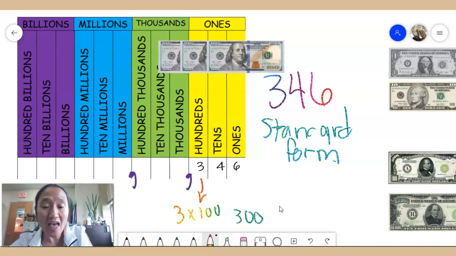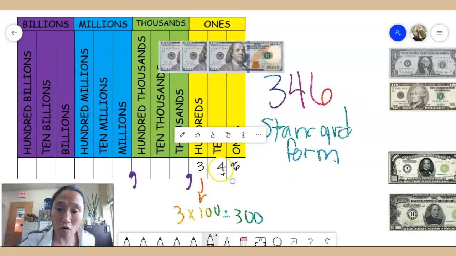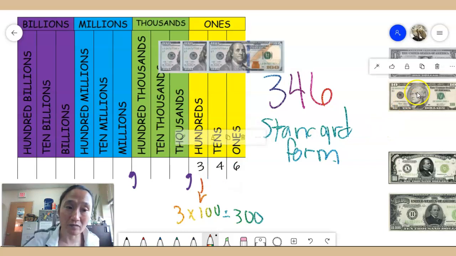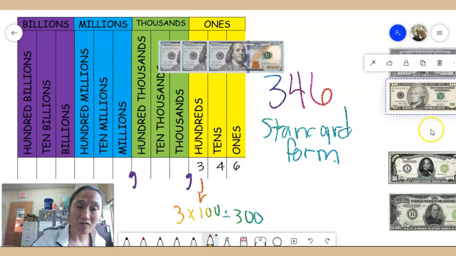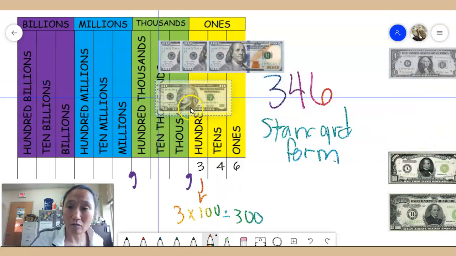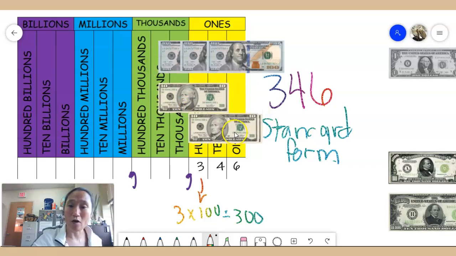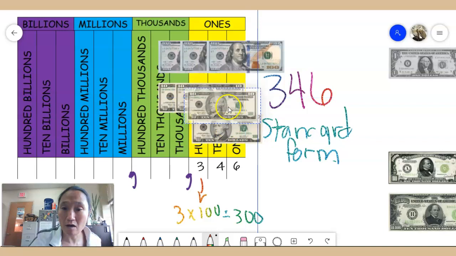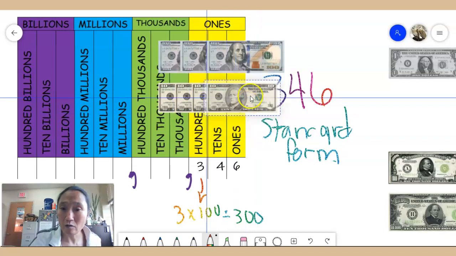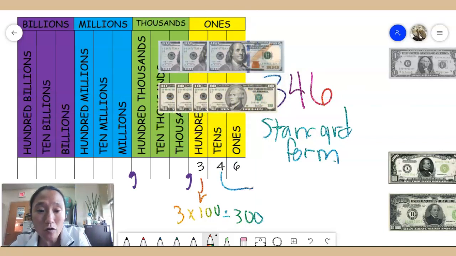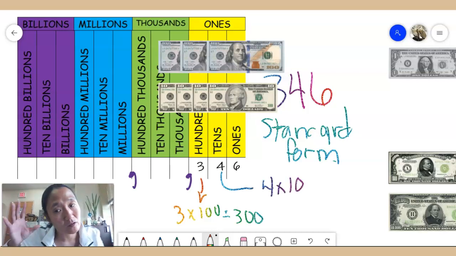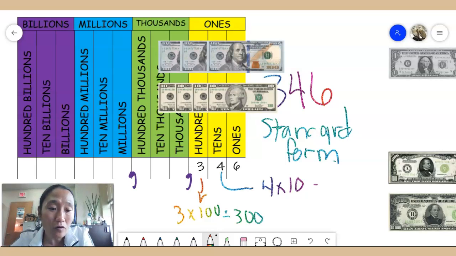Okay, that's the value. And then this 4 tells me I have 4 groups of 10. So I have 4 groups of 10 right here: 1 group, 2, 3, 4. Since I have 4 groups of 10, that's a multiplication, because groups means multiply, and the value is 40.